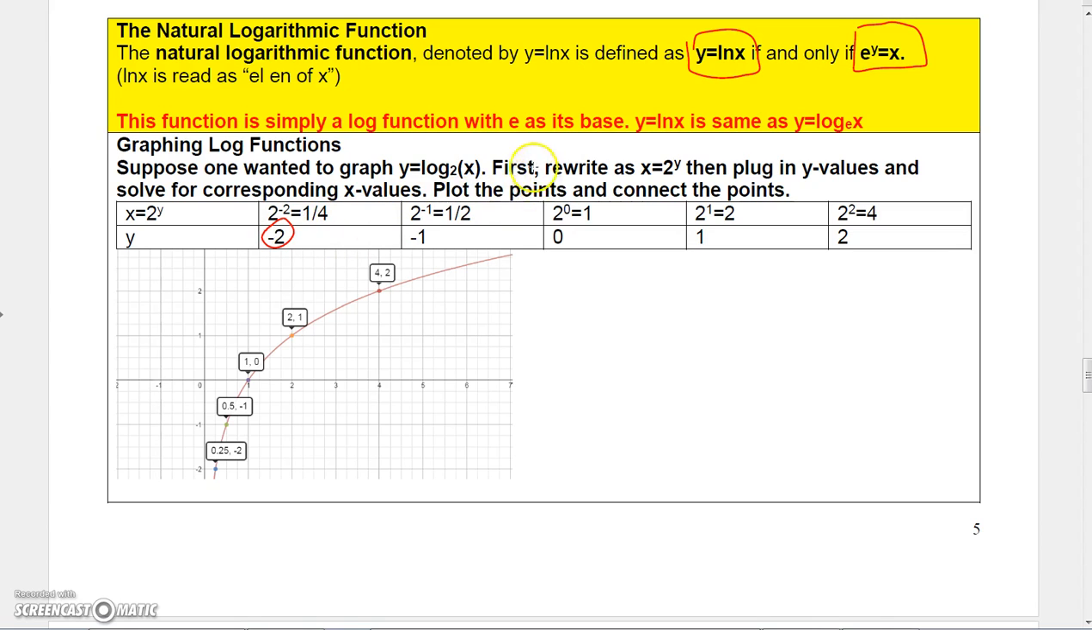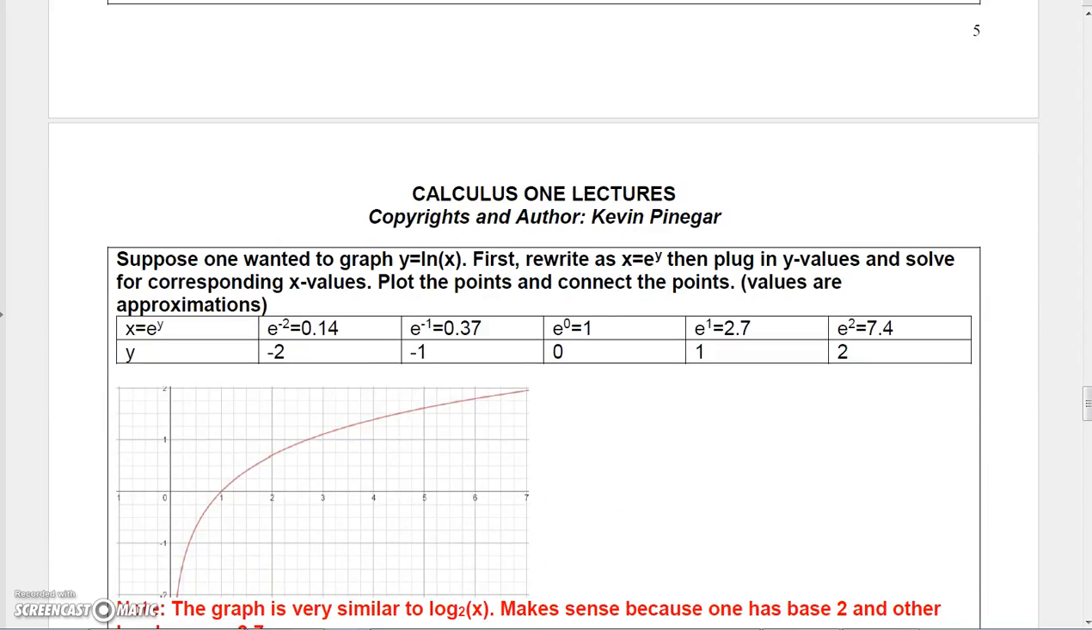So let's say you wanted to graph, let's do log of x base 2 first. Well, that's the same as x equals 2 to the y. So if you plug in y values, y equals negative 2, you get 1/4, negative 1, you get 1/2, y equals 0, you get 1, y equals 1, you get 2, y equals 2, you get 4. So now if you plot those points, 1/4, negative 2, 1/2, negative 1, 1, 0, 2, 1, 4, 2, you'll see the graph. And so there's the graph of log of x base 2.